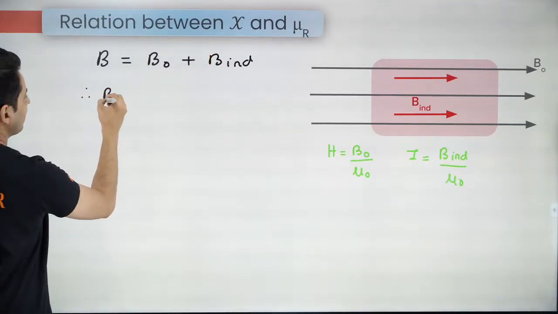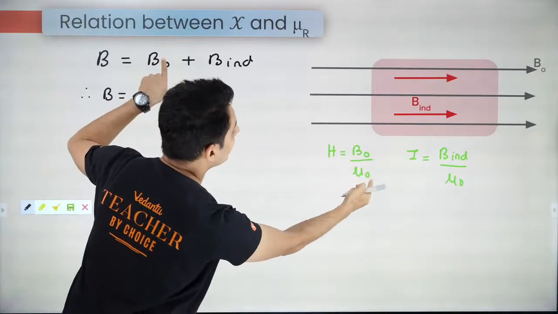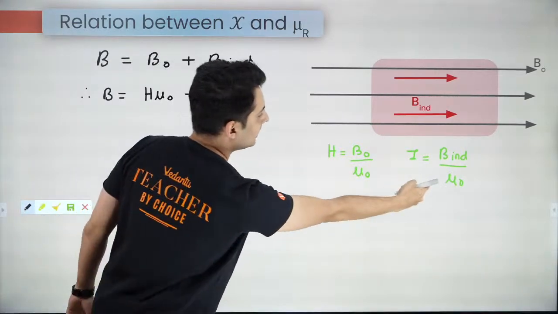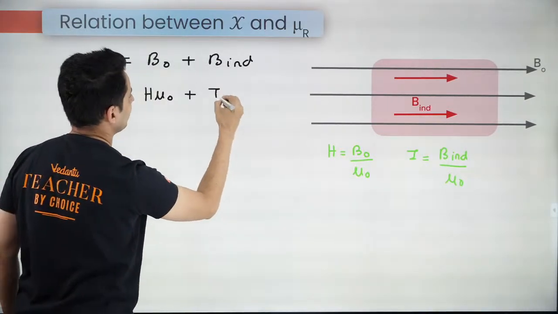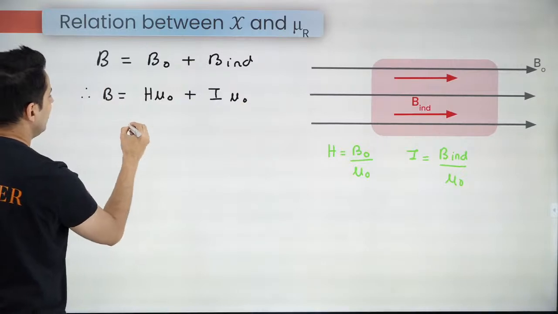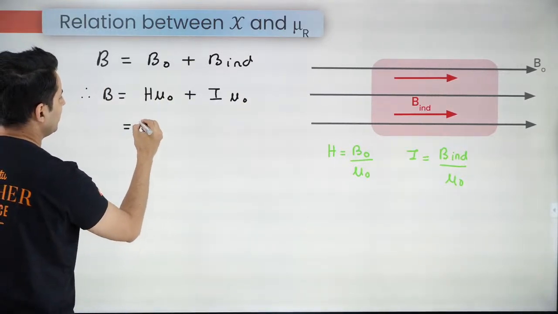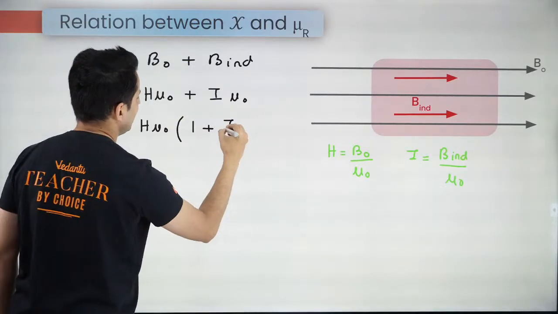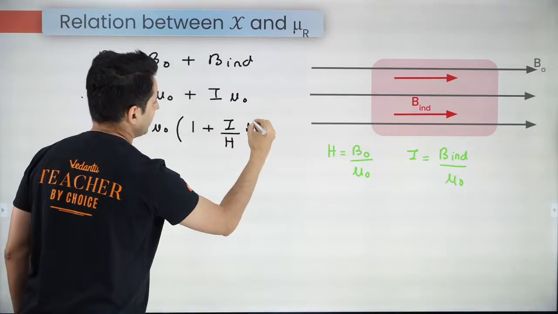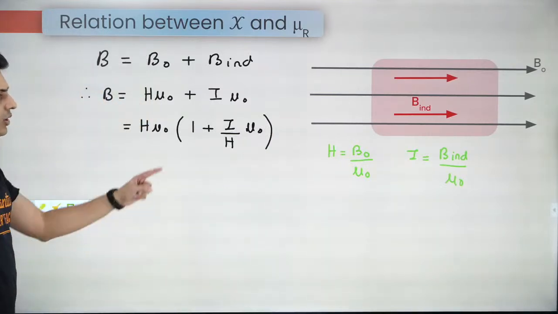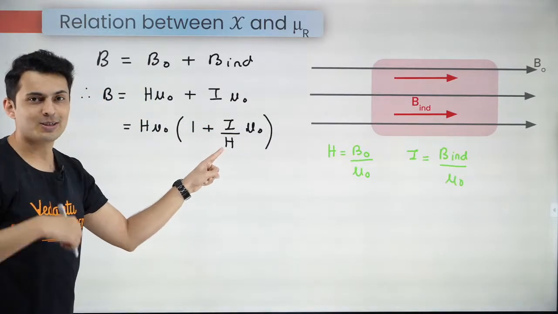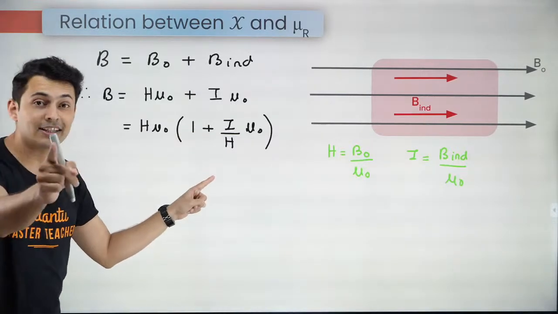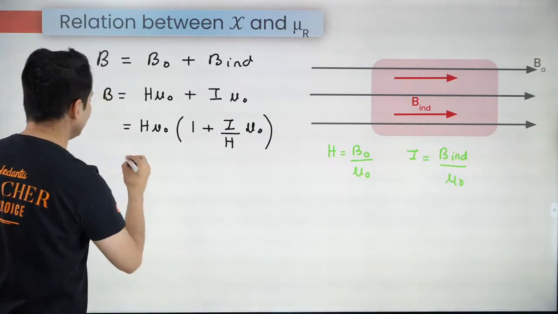Therefore, B will be equal to, think about it, B naught will be H mu naught. So this will be H mu naught plus B induced will be I mu naught. Correct? So this will be I mu naught. Now let me take H mu naught as common, and I'll be left with 1 plus I by H mu naught. I have done this deliberately because I know I by H is a very special number. So what is I by H, guys? I by H is nothing but X, which is susceptibility.